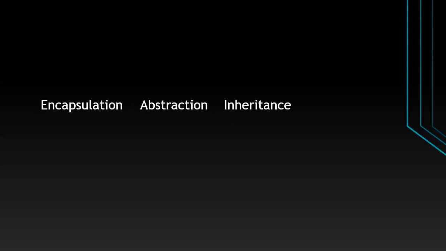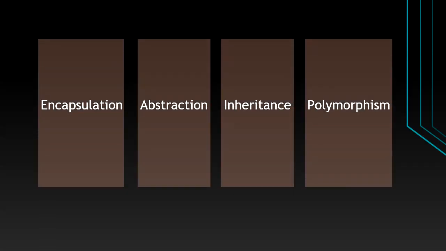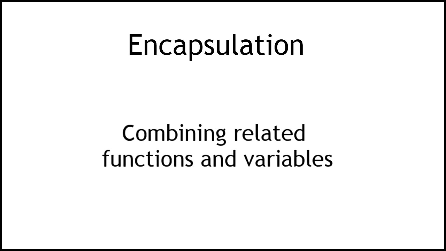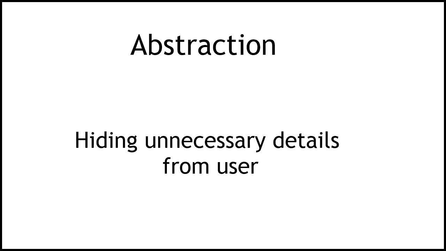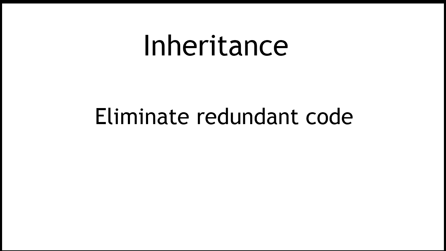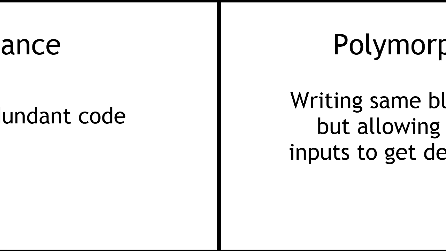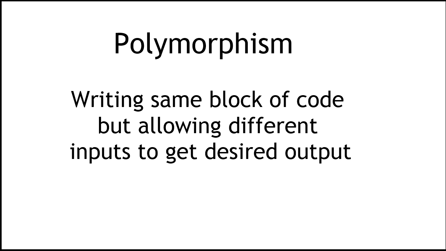In this video, we have studied encapsulation, abstraction, inheritance and polymorphism. These are the four pillars of object-oriented programming. Encapsulation combines related functions and variables. Abstraction hides unnecessary details from the user. Inheritance eliminates the redundant code. And polymorphism is used to write the same block of code but allowing different inputs to get different outputs.